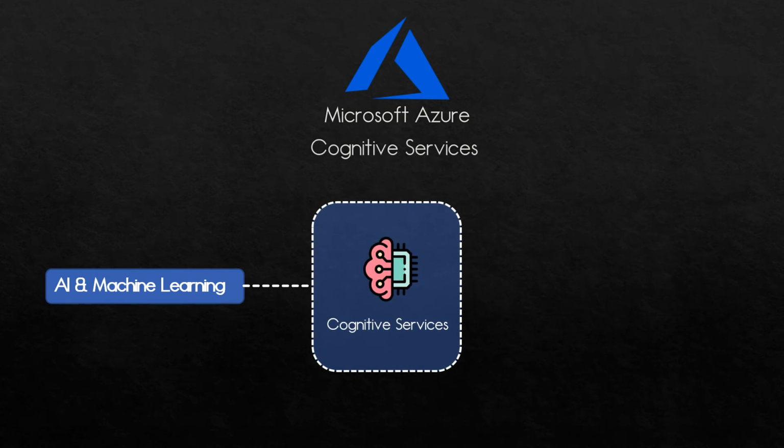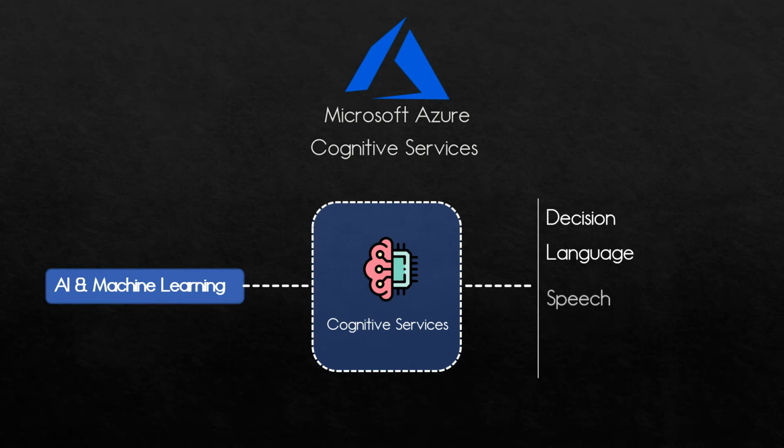Cognitive services actually provides even more than just vision. Here are some of the services offered. Decision. In this service, you're able to find anomaly detection. So libraries are provided that you can find anomalies in your data. Language. Perhaps you want to do some sentiment analysis on a text, or you want to do some text translation, then you can use Azure's cognitive service for language.